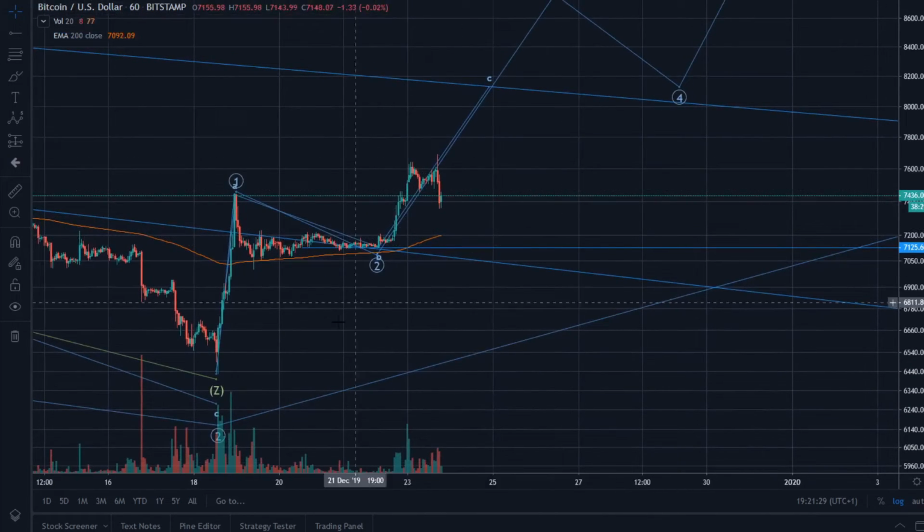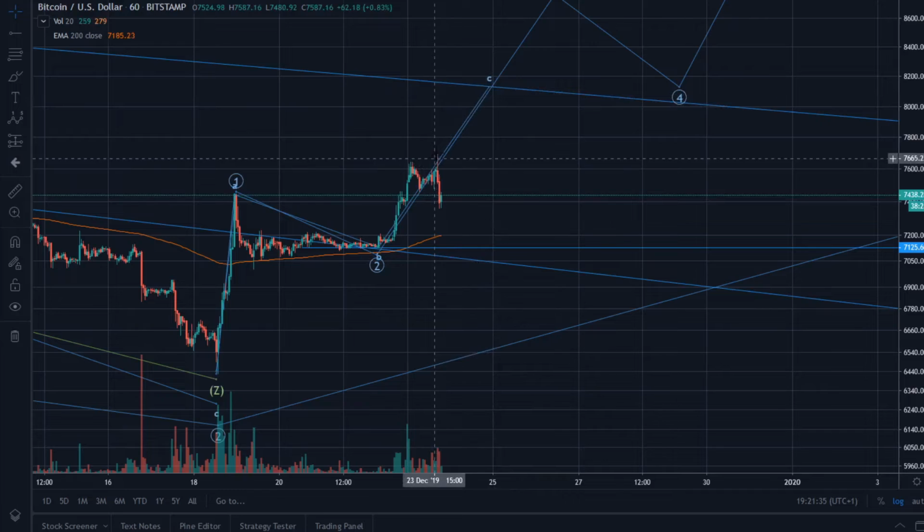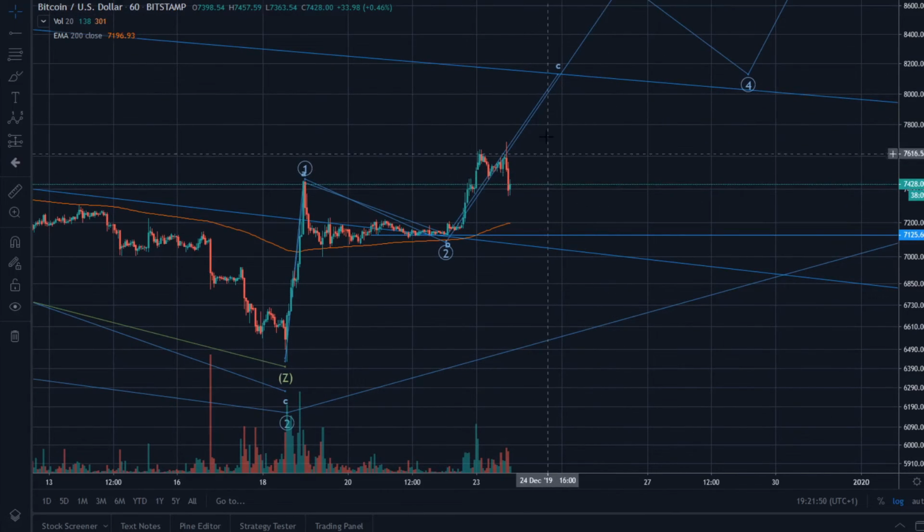Right now, I am personally looking for something in this area, something up here. So I don't think this move is done with this high yet. I think there's one more high coming at least, and then we will see what Bitcoin does if we get a sell-off here, $1,000 in 1 hour or something. It's really exciting right now.